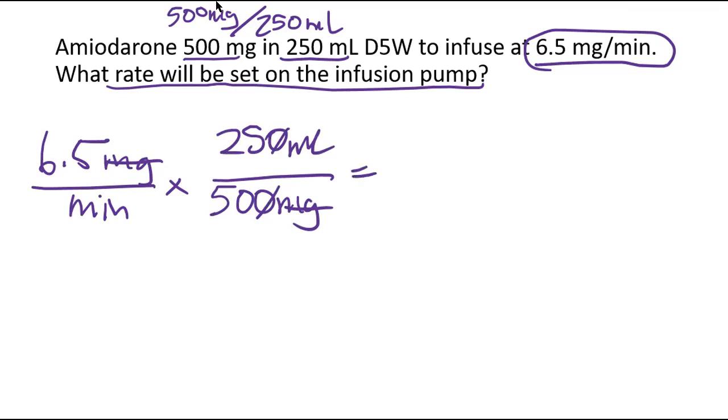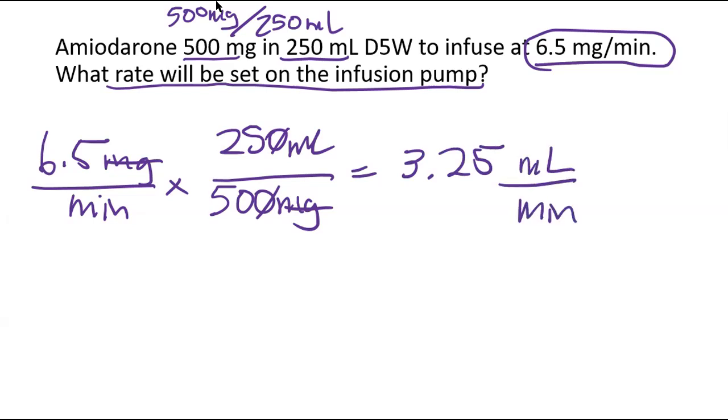Very simple. Or you could leave it like it is and do it all out just in case, because you might be paranoid, especially if you're taking a test and you're nervous. But 6.5 times 25 divided by 50 is 3.25. It's basically 6.5 divided by 2, because 25 divided by 50 is 1/2. So that would be 3.25, and that would be milliliters per minute.